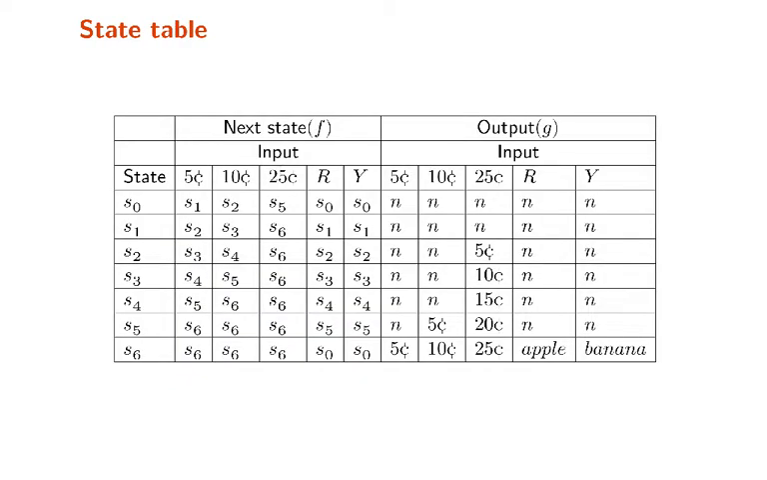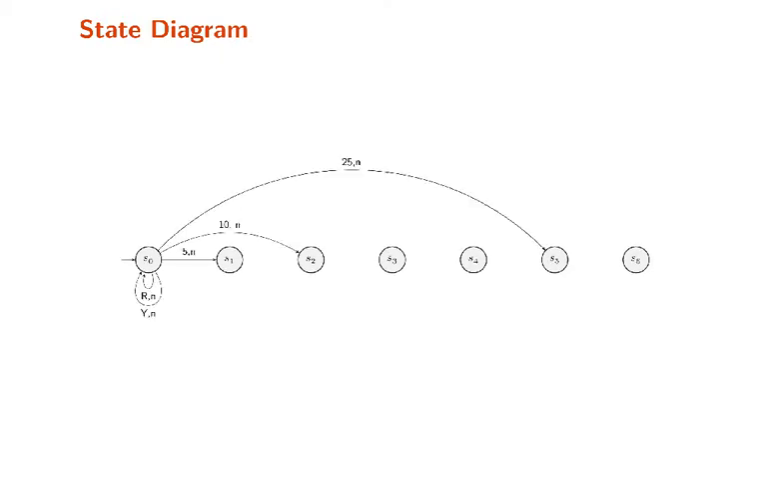So after writing the states as nodes, how are we going to write down all the other data? Well, we know that from S0, the next state is S1 if we put 5 cents. So we're going to put an arrow from S0 to S1, but labeled with the input 5 cents and the output N. So what does this mean? What do all these arrows mean? So let's start with this one. This is the one that I just said.